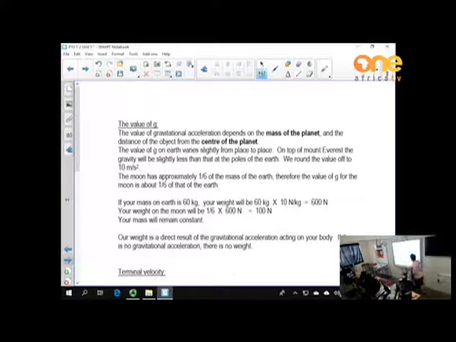Okay. The value of g, the value for gravitational acceleration, depends on the mass of the planet. On Earth, because the Earth has a specific mass, it has a specific force of attraction on you. If you went from here to the moon, we find that the mass of the moon is approximately 1/6 the mass of the Earth. Therefore, the gravity of the moon is approximately 1/6 of that of the Earth. In other words, if I have a mass of 60 kilograms on Earth, what would my weight be? 600 newton. Now I fly up to the moon.